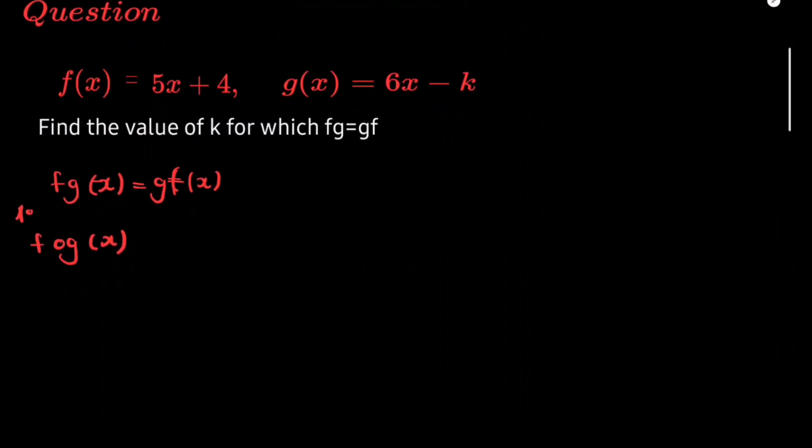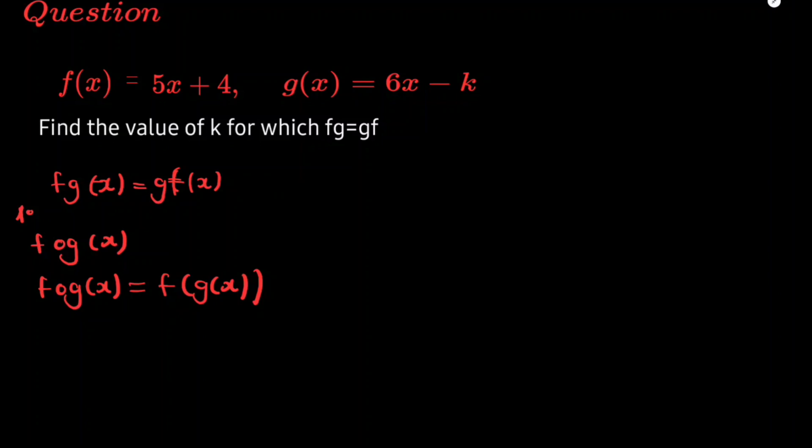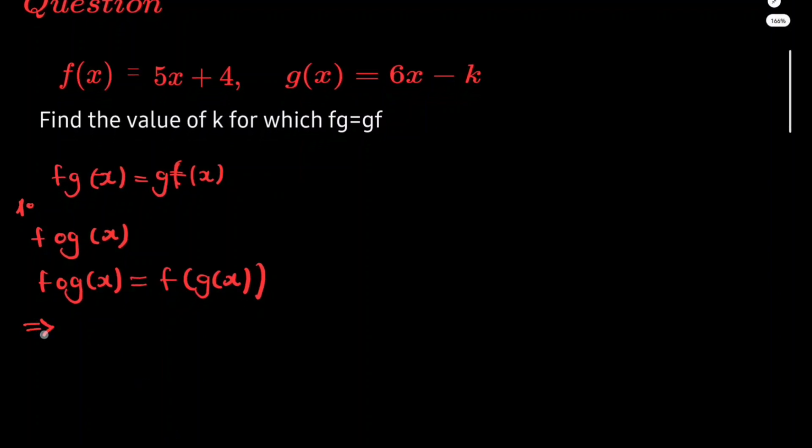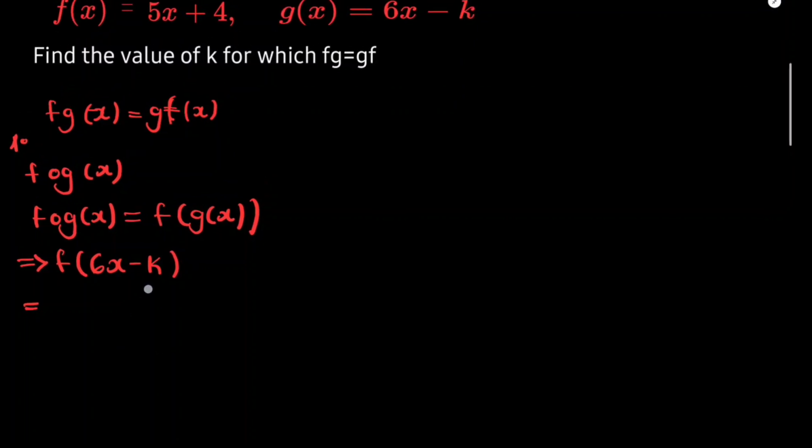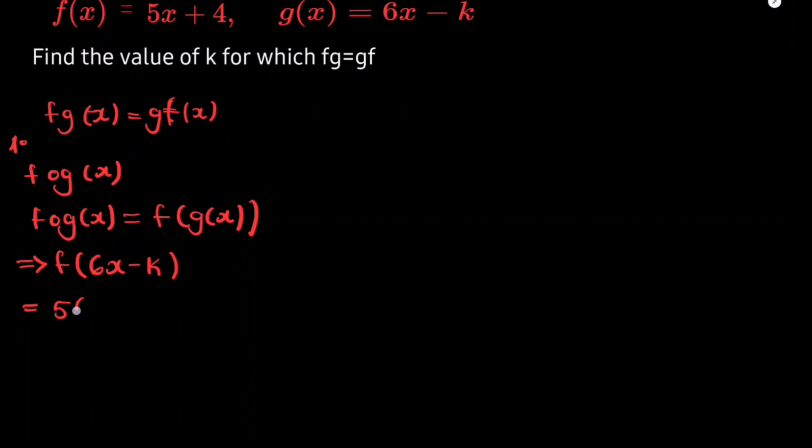So let me break this down. f of g of x is the same as f into g of x. So we are substituting g of x in the f of x function. So you have f into 6x minus k. From there, we will substitute it. We are going to have 5 into 6x minus k plus 4.